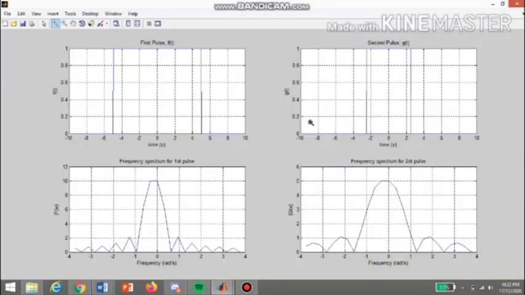Okay, this is the graph for the coding. So this is the first pass graph and this is the second pass graph. And this is the frequency spectrum for the first pass graph, and this is the frequency spectrum for the second pass. So you can see here the graph is different, and this is the graph for first pass and the second pass.